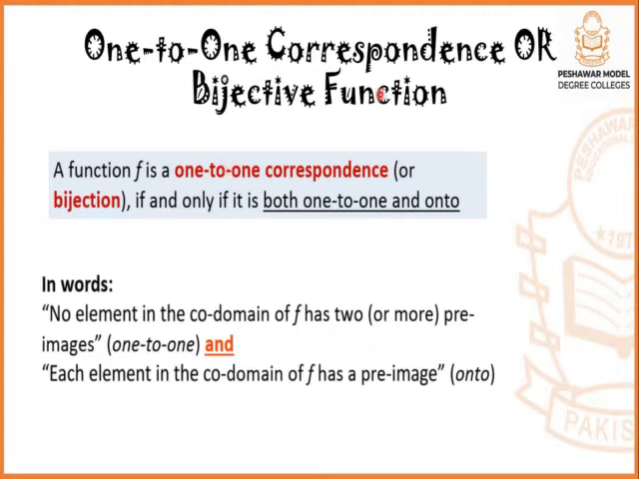Next type is one-to-one correspondence or bijective function. A function f is a one-to-one correspondence or bijection if and only if it is both one-to-one and onto. Now if the function is one-to-one as well as onto, we say that the function is a bijective function. Now for one-to-one, again repeating, no element in the codomain of f has two or more pre-images, and for onto, each element in the codomain of f has a pre-image.